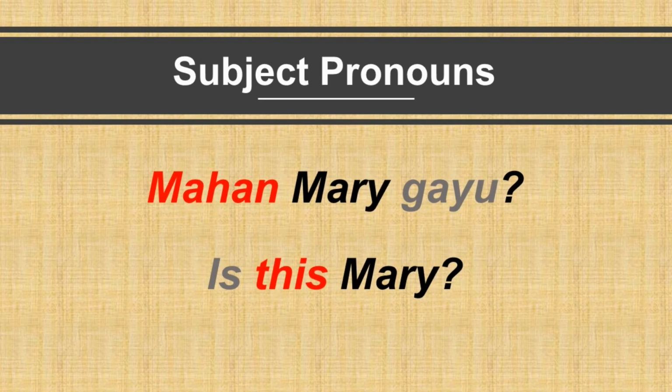If you want to ask, is this Mary? In Wagiman you would say, Ma'an Mary Gayu? Is this Mary? Note that the verb has changed again. So every time you change the person, the verb will also change. But we haven't learned about the verbs yet, and the verbs will be another lesson.